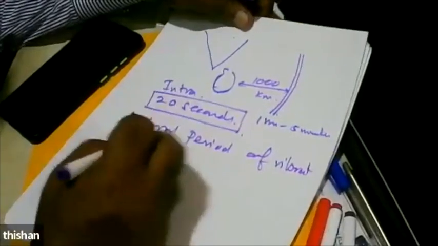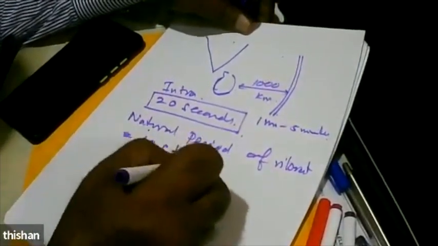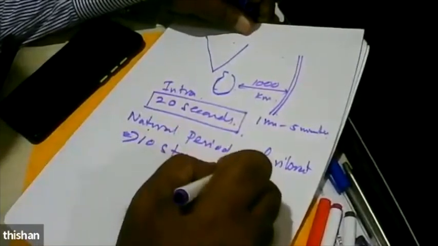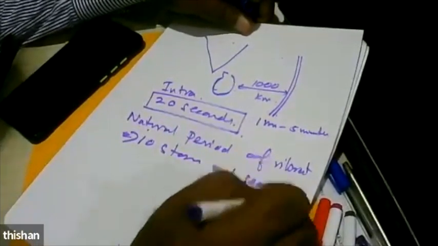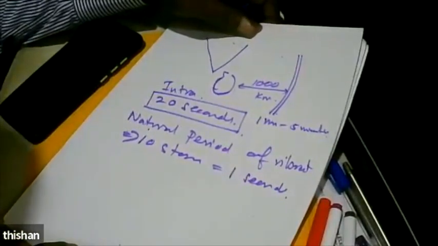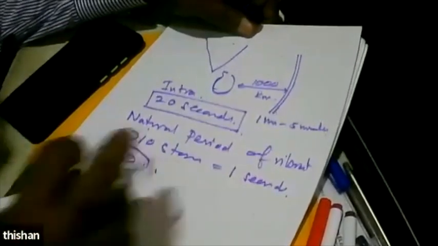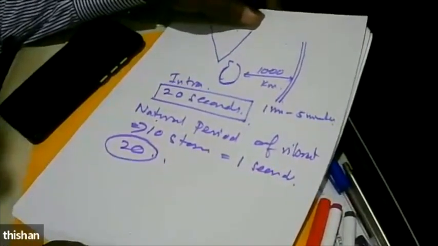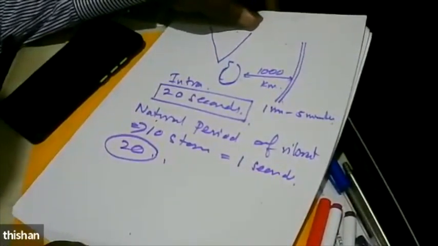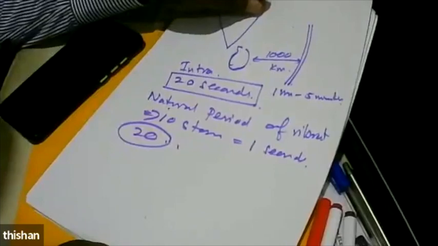Of a 10-story building is 1 second. So how many cycles will the building undergo before the earthquake ends? Maximum of 20. Sometimes it can be even less, because even 20 seconds is sometimes a little on the high side. Nothing more than 20 seconds can occur. Maximum is around 20 seconds. So we are going to have about 20 cycles.